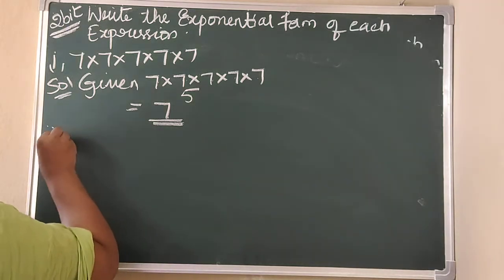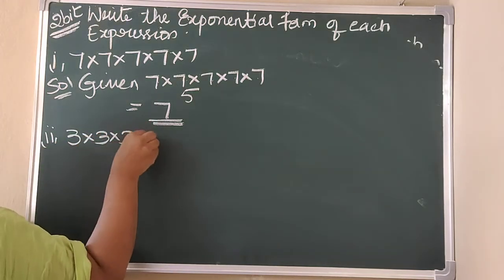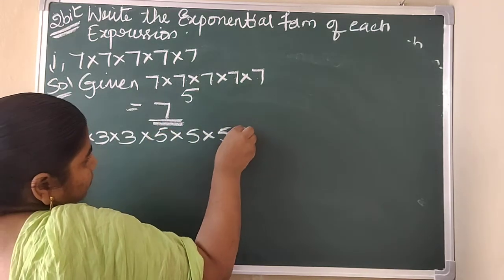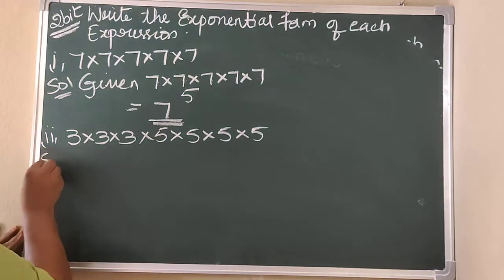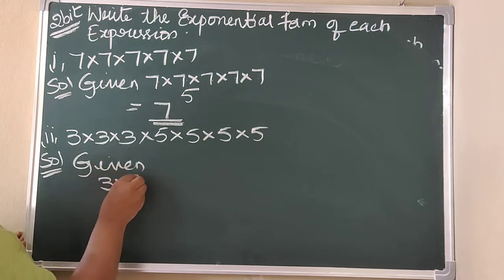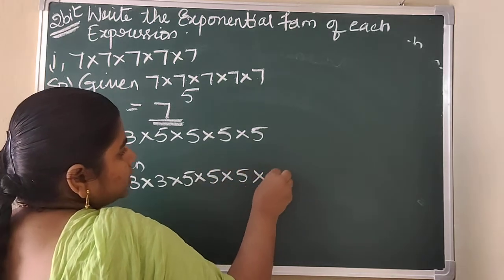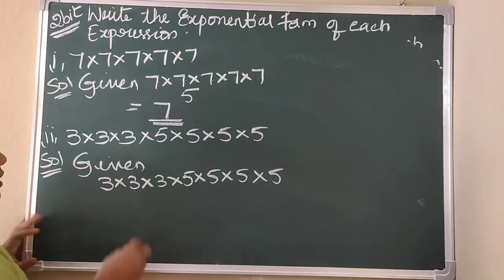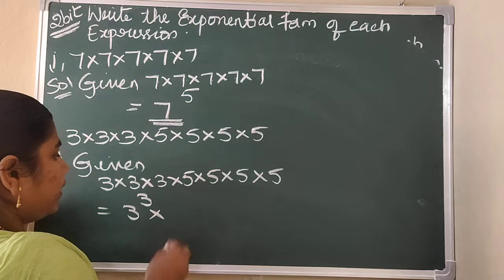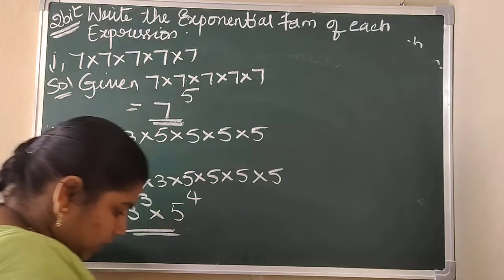So next, second one. 3 times they have multiplied, and 5 4 times. Okay, so now how to write this? 3 times they have multiplied, so we will write it as 3 cube into, 5 they have multiplied 4 times, so we can write 5 power 4. So this is the exponential form for the second one.